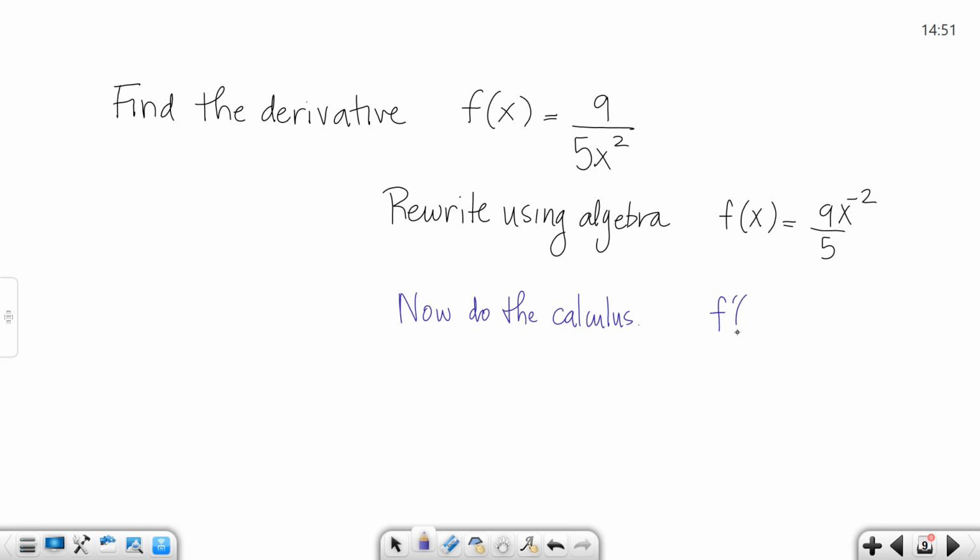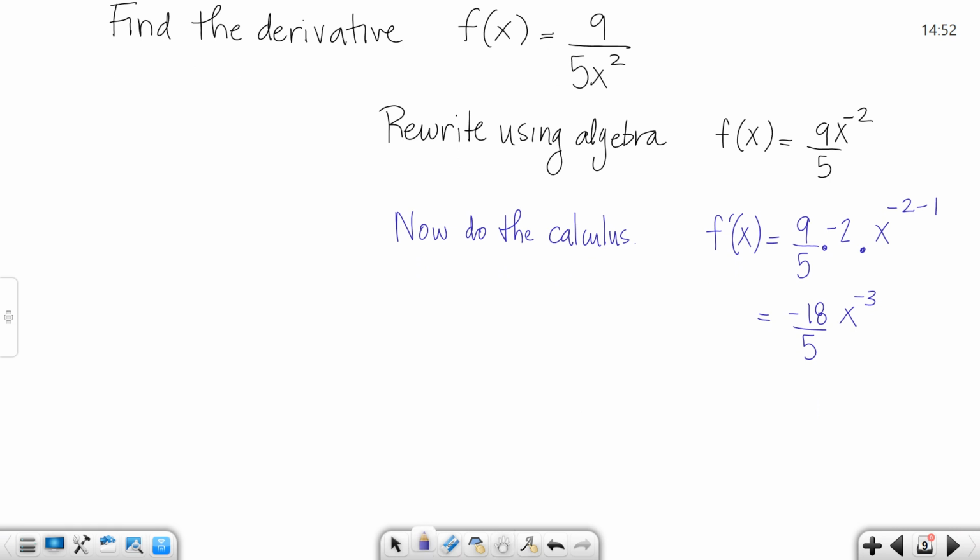So what my derivative rule tells me to do, my power rule, it says I keep the 9/5. Great. Now taking the power, I'm going to bring my -2 down. And then I have my x, and I decrease the power by 1. Watch your signs. So what this would give me is a -18/5 x. -2 minus 1 would be a -3. -18/5 x to the -3.